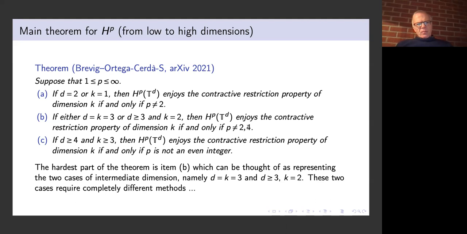And then when you go to high dimension, which you find in part C, actually there is a complete change, in the sense that then not only 4, but in fact for all even integers, new things happen. So you have additional subsets of the lattice that give you other idempotent Fourier multipliers that are not covered by the Andô-Rudin theorem. So this is the content of this theorem.